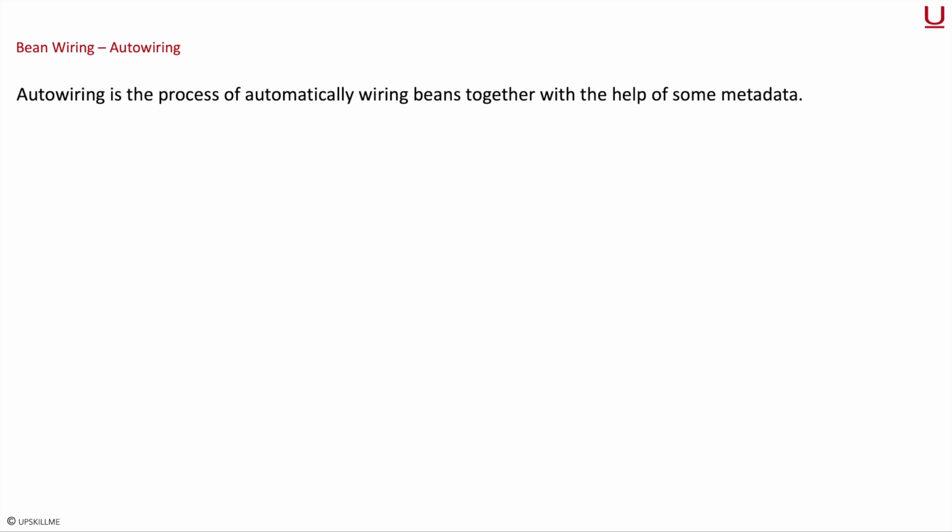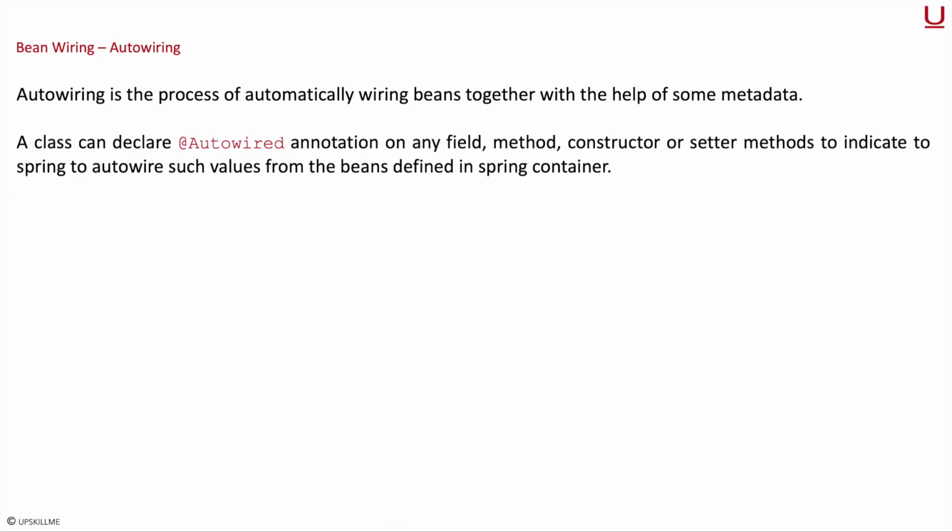This is how autowiring works. A class can declare the Autowired annotation on any field, method, constructor, or setter method to indicate to Spring to autowire such values from the beans defined in the Spring container. Let us have a look at how autowiring works in all such cases. First one is Autowired on field.